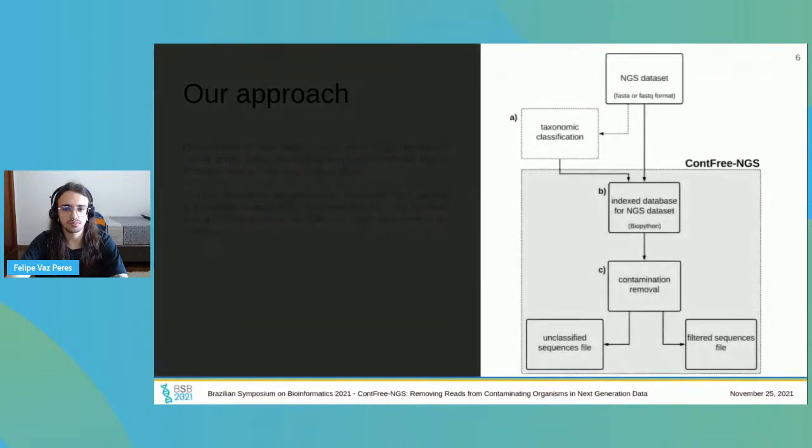So here we can see the workflow of Control-NGS. The first step is to have a dataset in FASTA or FASTQ format. Then you have to generate a taxonomic classification file, and with this taxonomic classification file, you can run Control-NGS. The user must insert the target taxon, so all of the descendants of the target taxon will be maintained in the final filtered sequences, but I will talk about these parts later.